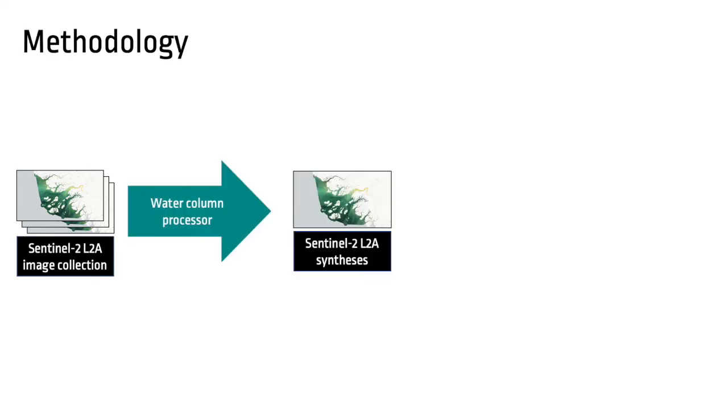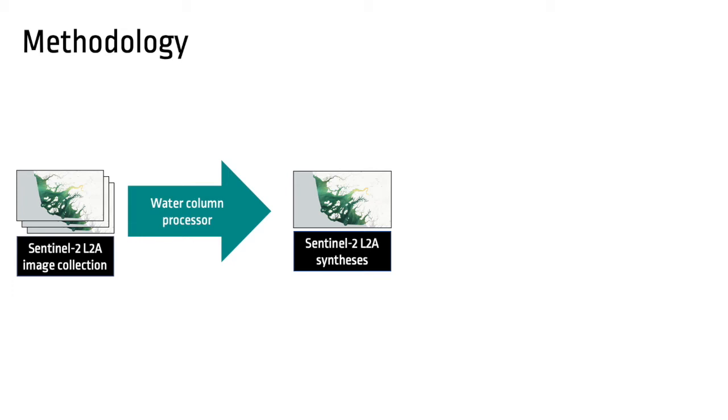The methodology starts with our water column processor. It works by synthesizing the Sentinel-2 Level 2A image collection, masking out the land surface, and reducing the interferences which are common in aquatic remote sensing, such as sun glint, turbidity, waves, haze, and clouds. As a result, we acquired image synthesis.